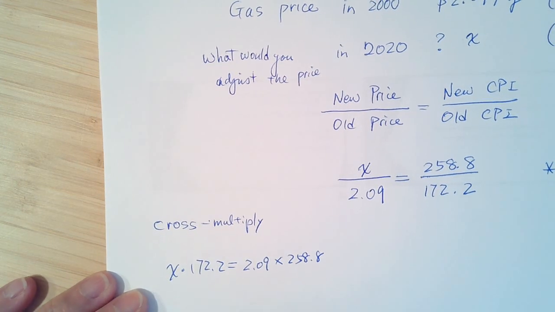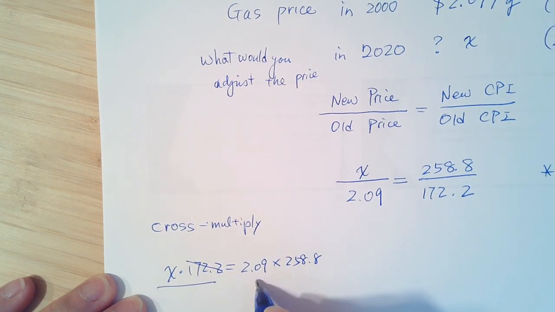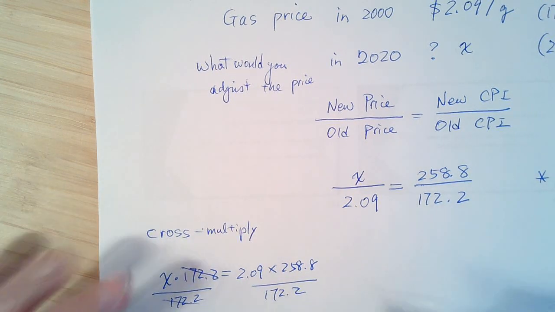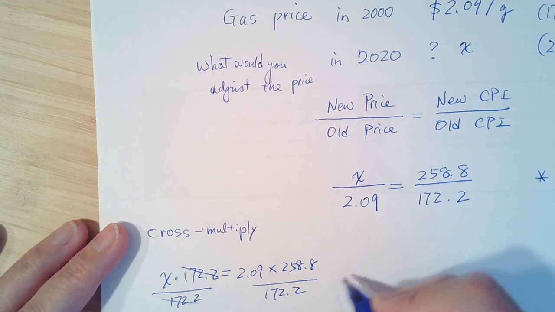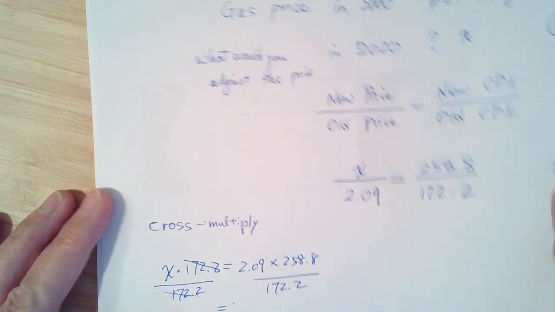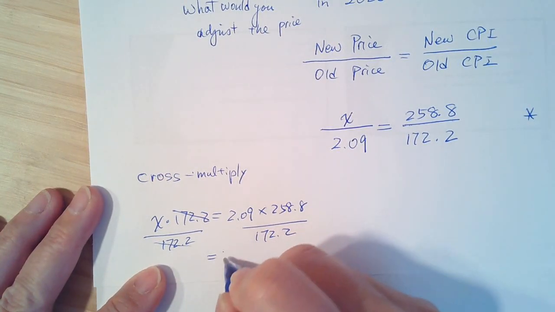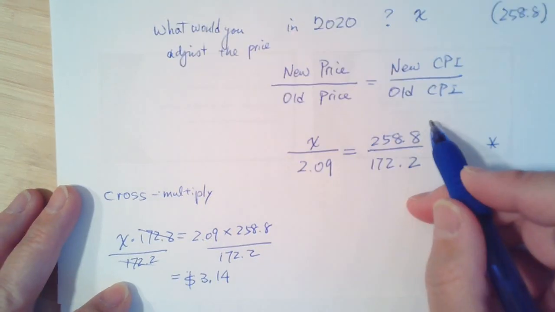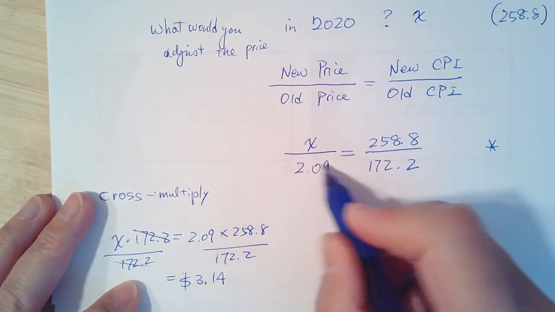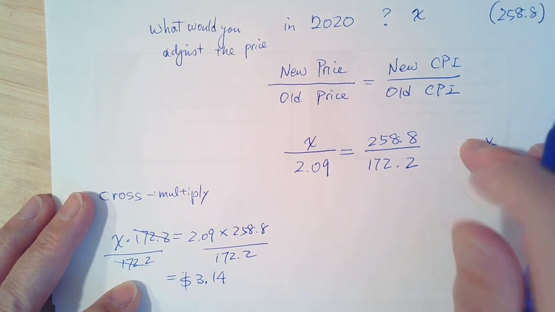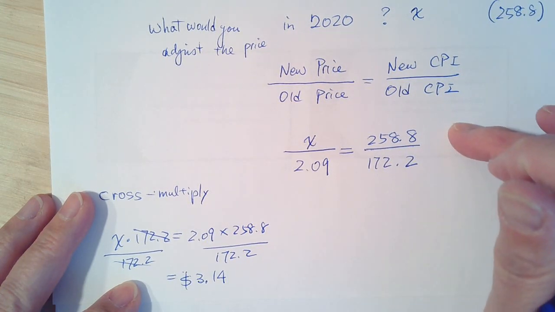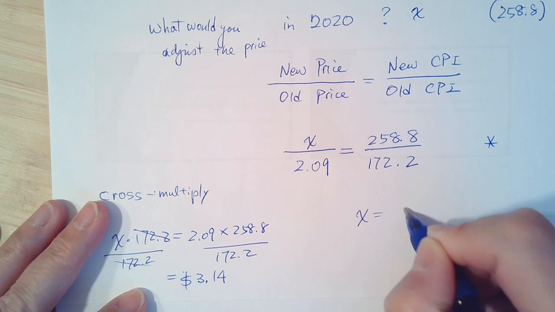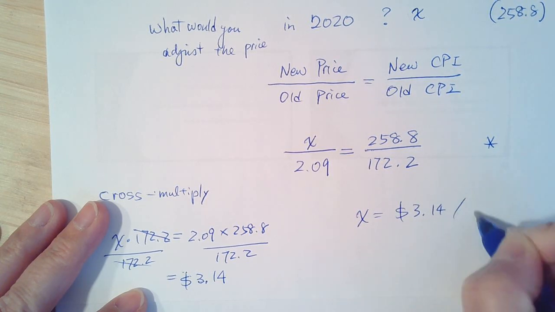In order to solve for X, you just divide by 172.2 on both sides. And of course, when you divide, it's gone. So if you use a calculator, I just don't want to spend time to do that, the price is going to be 3.14 per gallon. That will be the new adjusted price. And the other way is you simply multiply by 2.09 on both sides. So you have 258.8 times 2.09 divided by 172.2. So your X will be $3.14 per gallon. That's your answer.